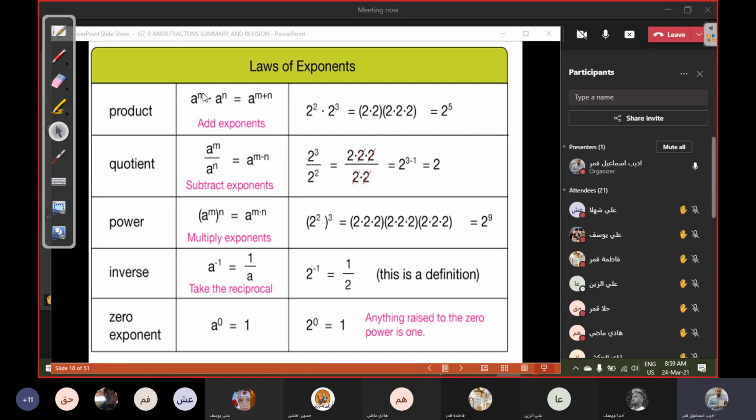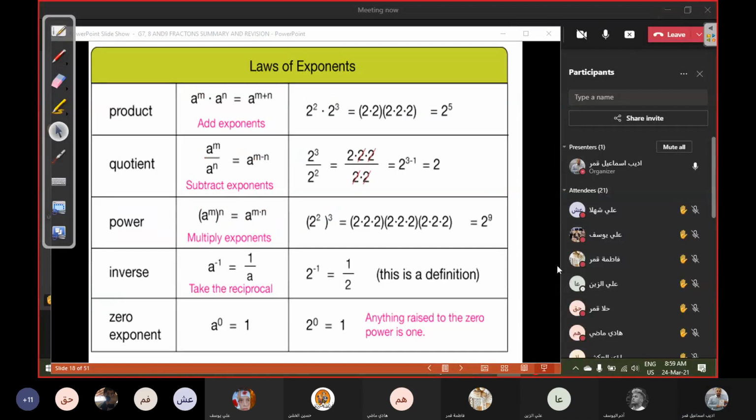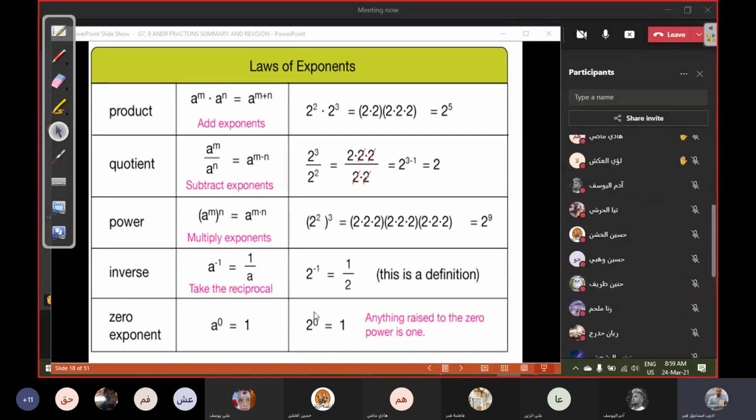Same base, different powers: the bases are multiplied by each other. What do we do with the powers? We add. Okay. It comes out as 15 power 12. Very good, so we add the exponents. Okay. Louay.